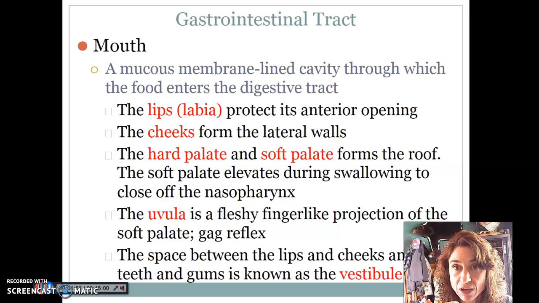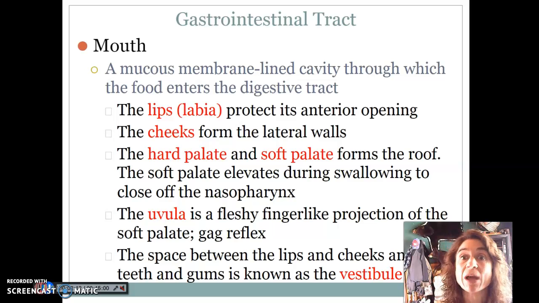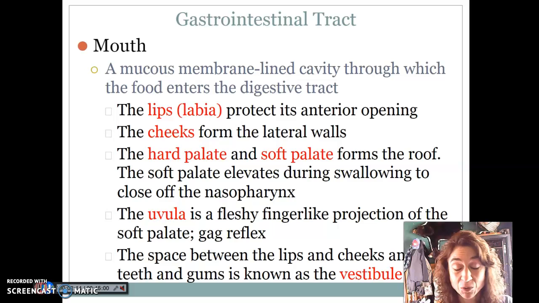So if you stick your finger down your throat, or if you're brushing your teeth and your toothbrush goes too far back into the back of your throat, you're going to gag. That is our body's natural mechanism to prevent us from swallowing before we are ready to swallow. Because we need everything to be working properly in order to swallow properly so that we don't choke. And lastly, the vestibule is the space between the lips and the cheeks and the teeth and the gums.